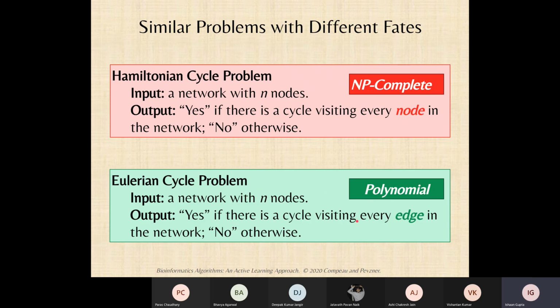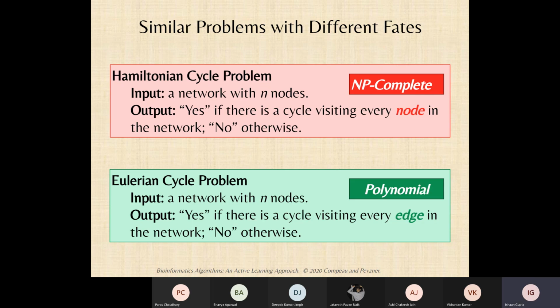Eulerian problem is a polynomial problem. So again, you have an input with n nodes, and you can say yes, there is a cycle existing which visits every edge in the network, and no otherwise. So you can already say no very quickly using the proof that Euler has come up with, which essentially says if you have odd degrees, then the cycle doesn't exist.